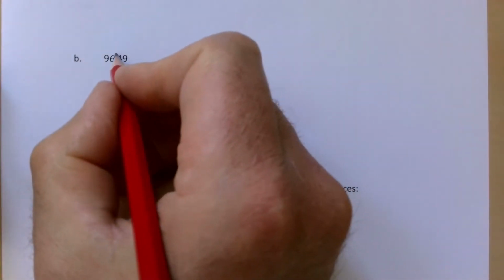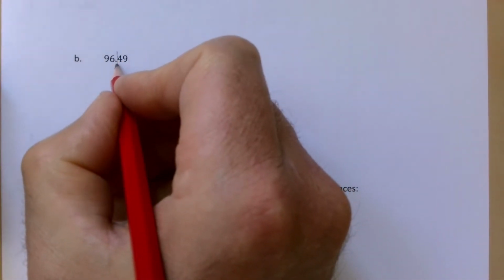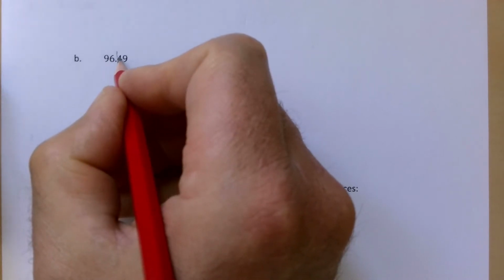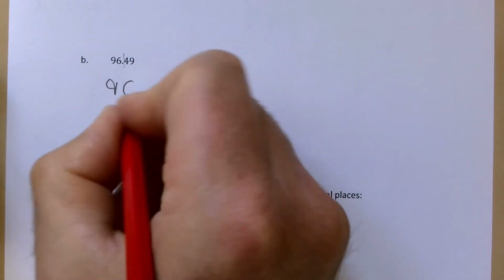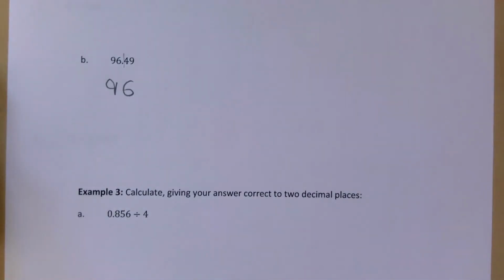Nearest whole number again. Draw my line here. Is this 5 or above? It's not. So the answer then is going to be 96.